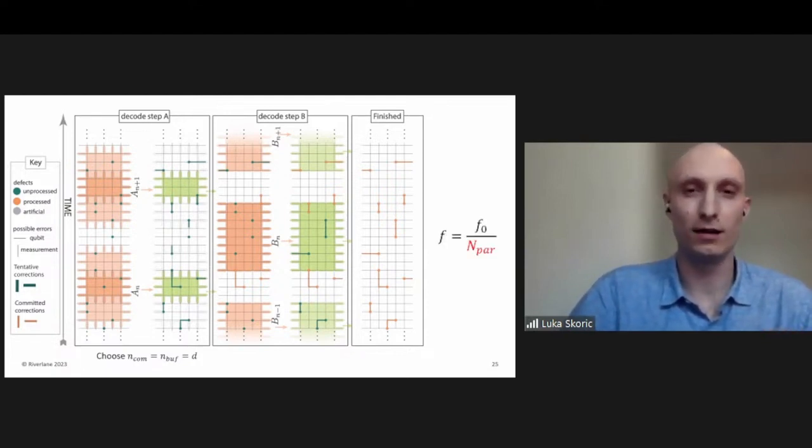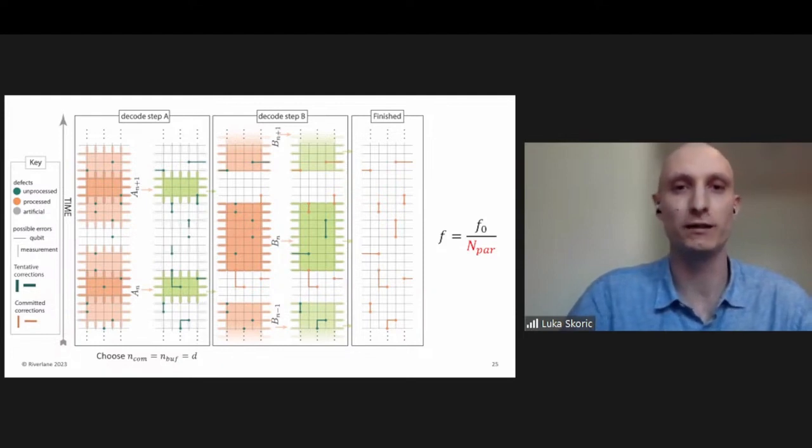And this is expected to be linear because there is no data sharing requirement between the parallel processes. Only B windows depend on the two neighboring A windows. So parallelization is very efficient, and we expect very low overheads.